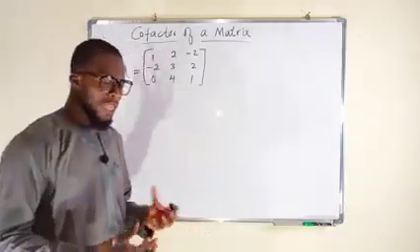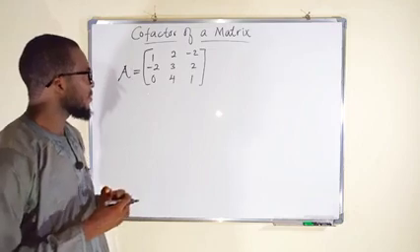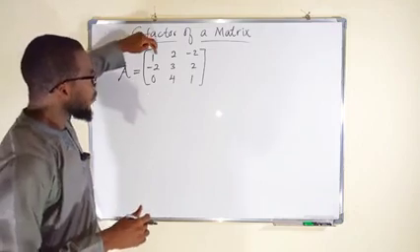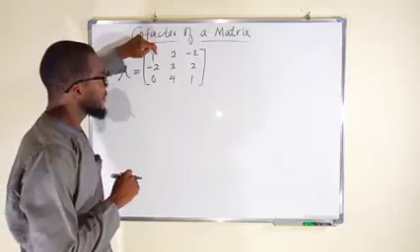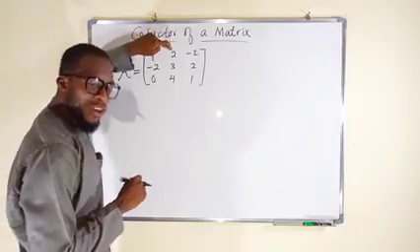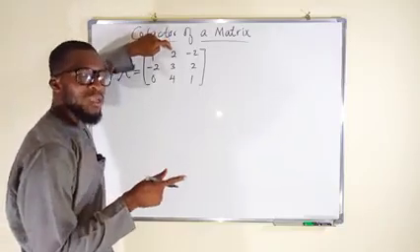Again, if you observe something, this is A11. 1 plus 1 is even. This is A12. 1 plus 2 is odd.